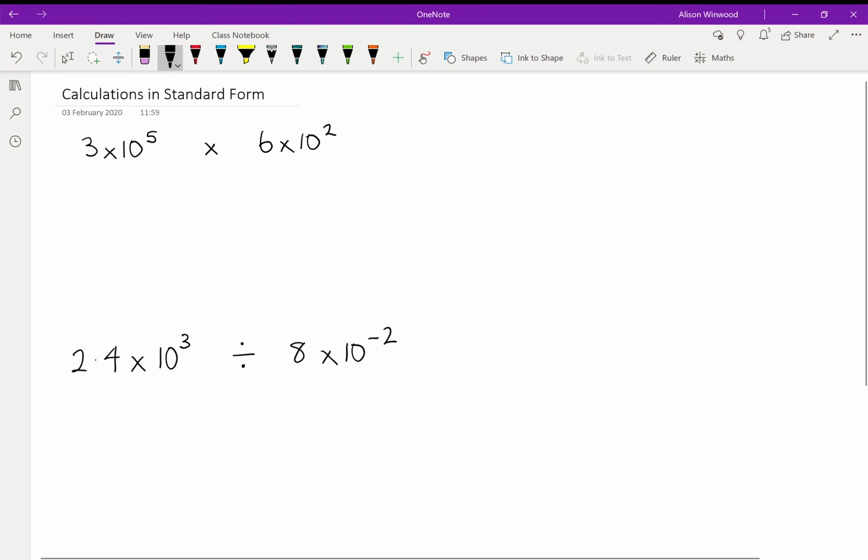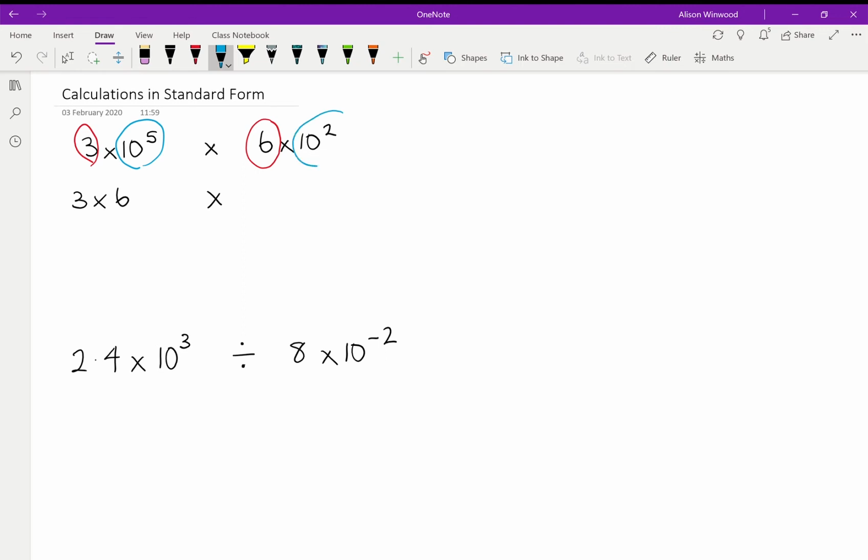The premise of multiplication in standard form is the fact that you can multiply in any order you like. So we're going to take the integers, or the number part, and have them as a multiplication, and take the power of 10 part and have them as a separate multiplication.